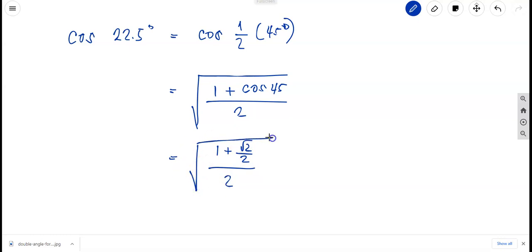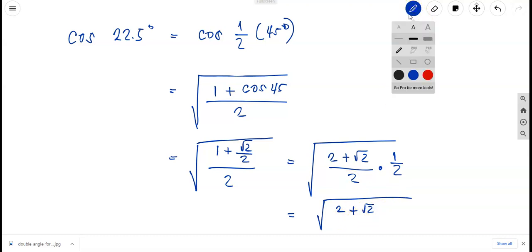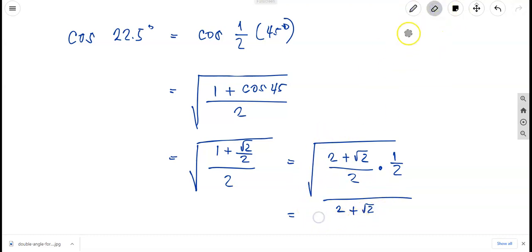Next, we simplify the expression inside the radical. We get 2 plus square root of 2 all over 2 times 1 over 2, which gives the square root of 2 plus square root of 2, all over positive 2. So that is the answer for cosine 22.5 if we use the half angle formula. Okay, let's try tangent.